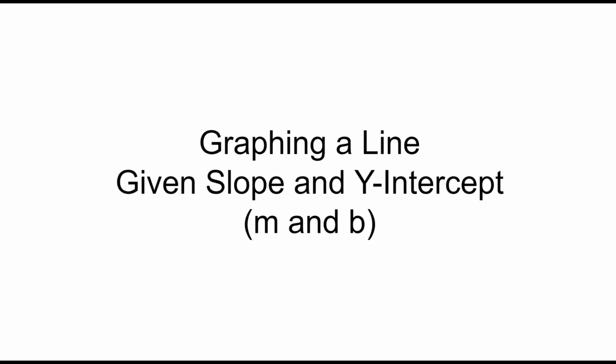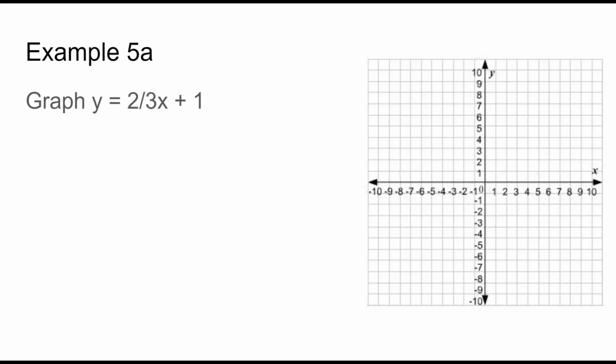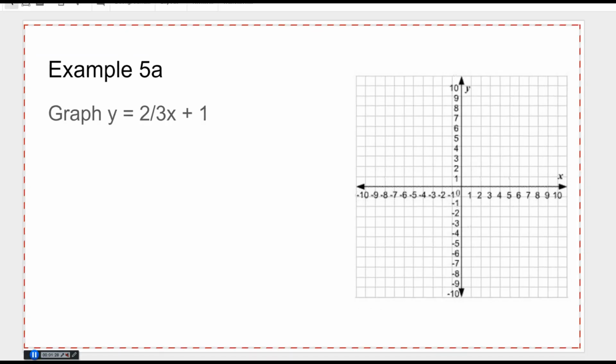So we're going to graph a line given slope and y-intercept. The first thing we're going to do is say, all right, is this in y equals mx plus b form? And it is. And we're going to identify our slope in 2 ways and our y-intercept. So m is equal to 2 over 3.